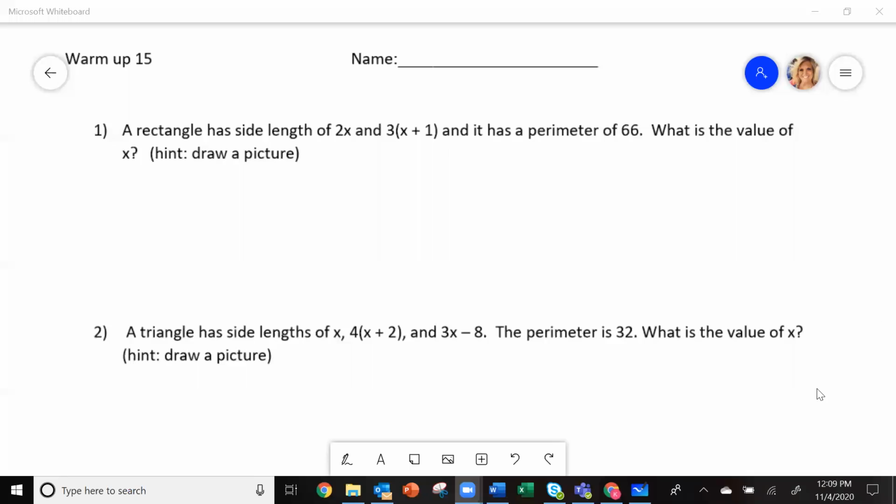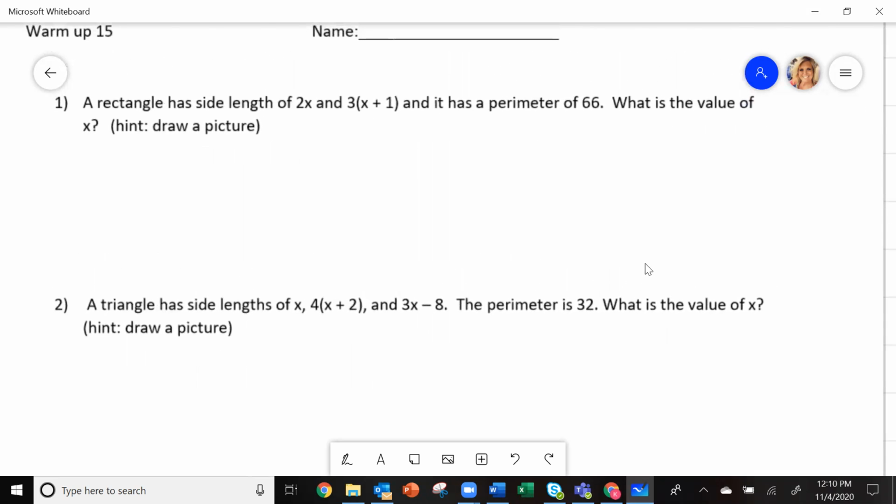We are doing warm up number 15, which is going to be finding the perimeter of a figure and the values of x. So let's do the first one together, and then I'll let you try and do number 2 on your own.